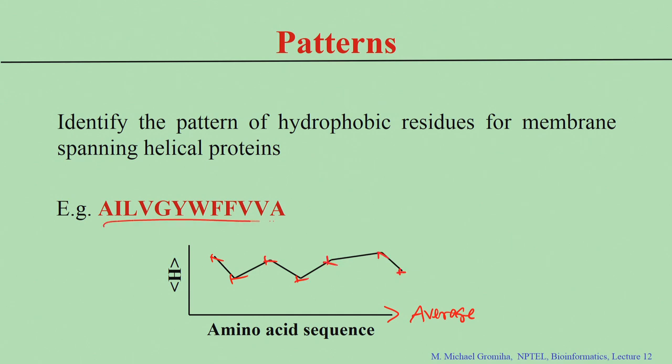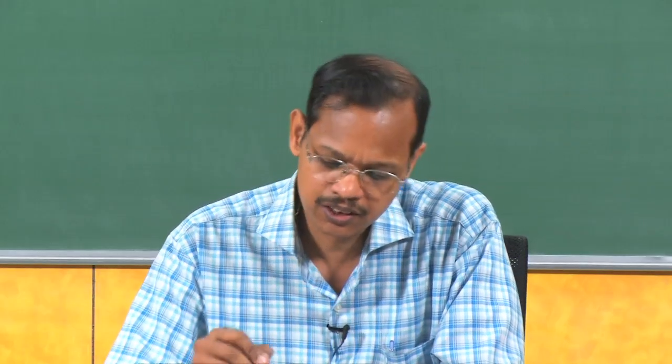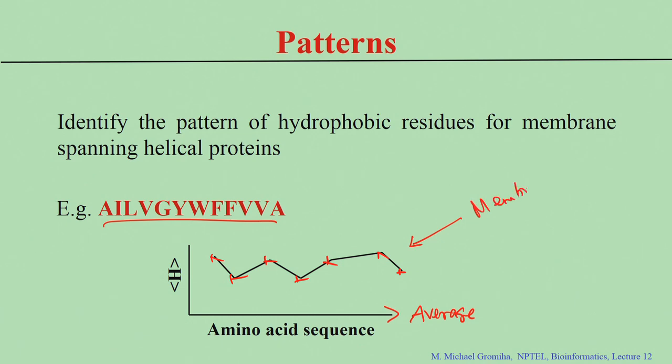For example, put this sequence: A is hydrophobic, I is hydrophobic, L is hydrophobic. So, all residues are hydrophobic. So, we have the pattern of highly hydrophobic residues. If this is the case, this will resemble a type of segment. Which type of segment? The membrane spanning alpha helices, right. So, this is the membrane spanning alpha helices.